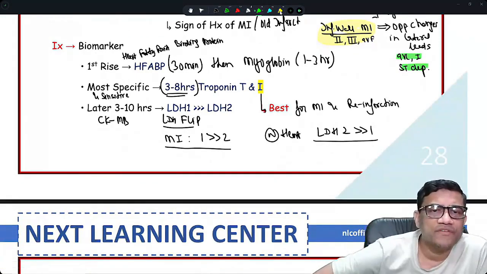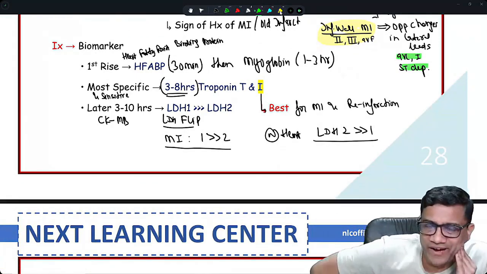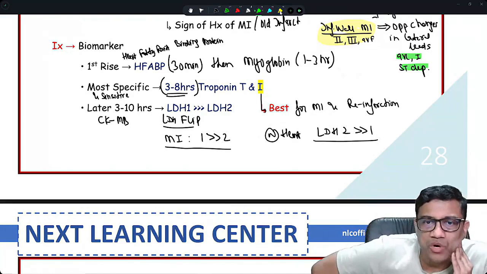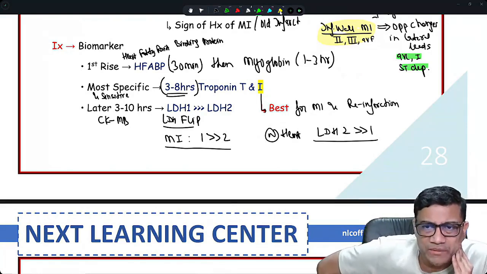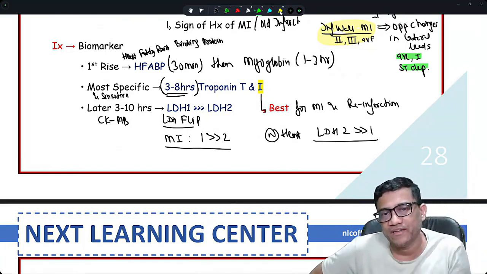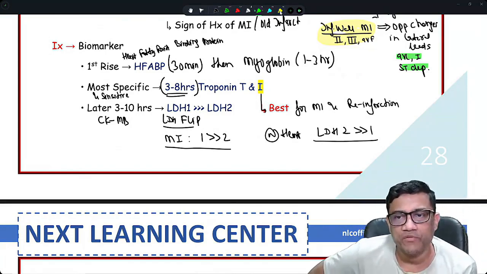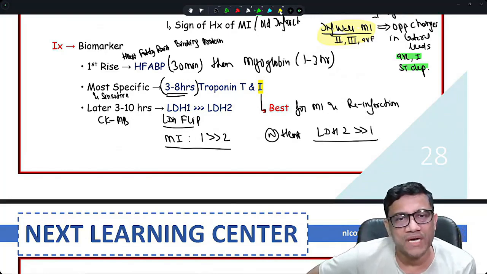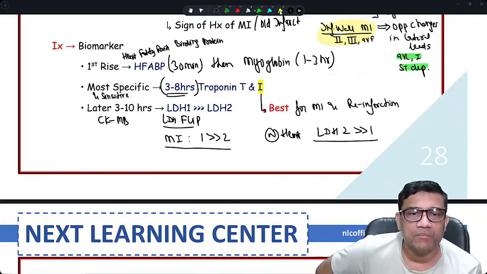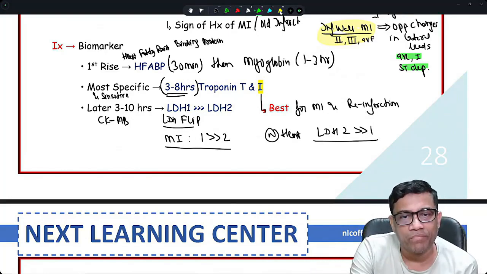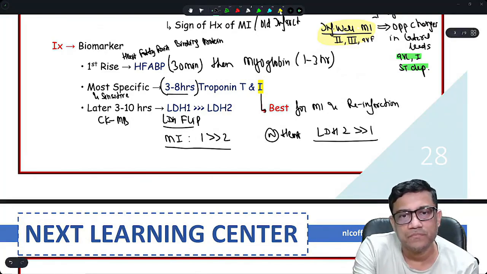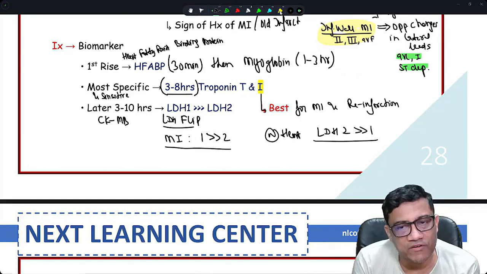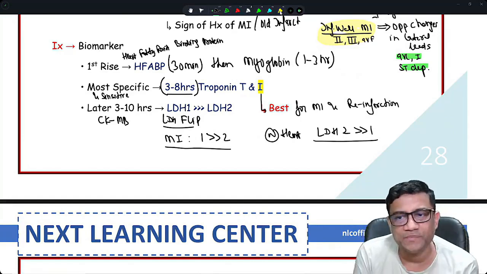Now, what is the first to rise? It is heart fatty acid binding protein, also called HFABP, at around 30 minutes. Then Myoglobin will rise, for 1 to 3 hours. The most specific is troponin T and I. Troponin I is best for MI.